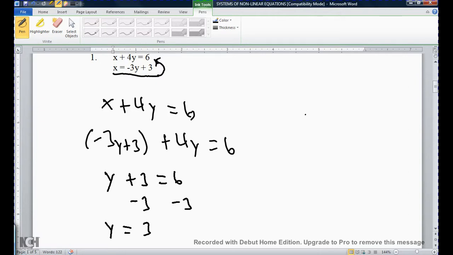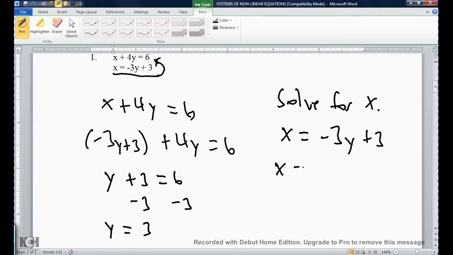Now, to finish solving, I need a point, which is of the form x comma y. So what that means is I need to find x. Solve for x, however you want to do it. And it doesn't matter which equation you use. I'm going to use the second equation because it's easier. And that's the only reason why.